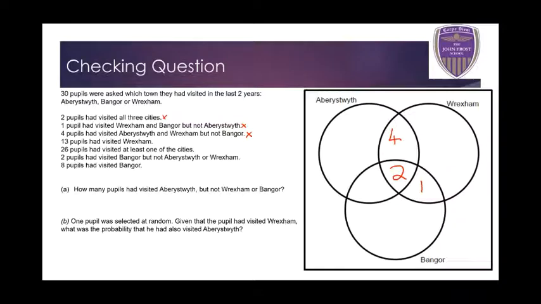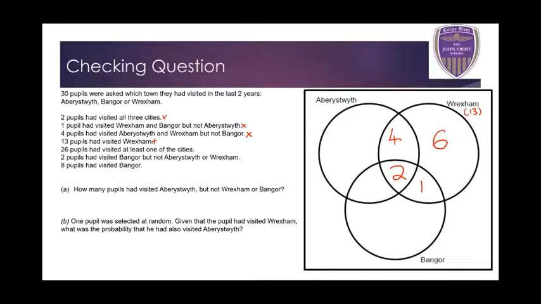13 pupils had visited Wrexham. Now, that means that for Wrexham, 13 people in total visited it. Now, we've already got 7 pupils here. We've got 7 people here. 4 plus 2 plus 1 is 7. So 7 plus something is 13. That's going to be 6. Done that one.